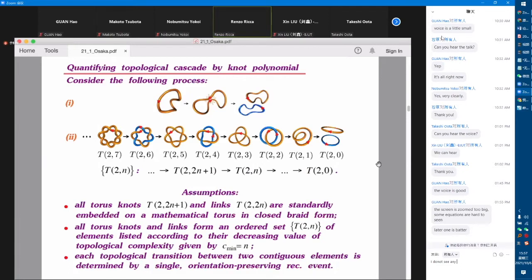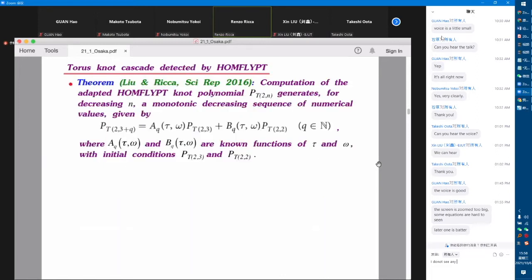And then each topological transition between two contiguous elements is determined by a single orientation-preserving reconnection event. Okay, so in this context, with these assumptions, it's possible to apply our adapted HOMFLY-PT polynomial to characterize the cascade by using numerical values obtained by these polynomials. So this is the result.